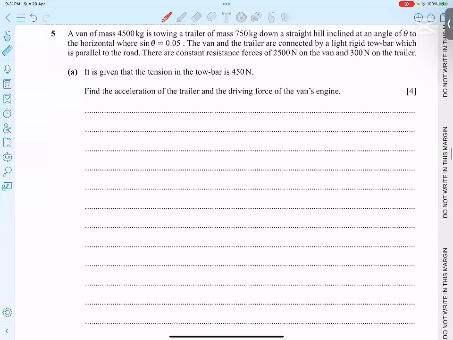Question number 5, we have now a van of mass 4,500 kilograms towing a trailer of mass 750 kilograms down the hill, at angle theta. The van and trailer are connected by a bar, and there is constant friction, this much on the van and this much on the trailer. Tension is given, and we define acceleration and driving force. So let's try to do it.